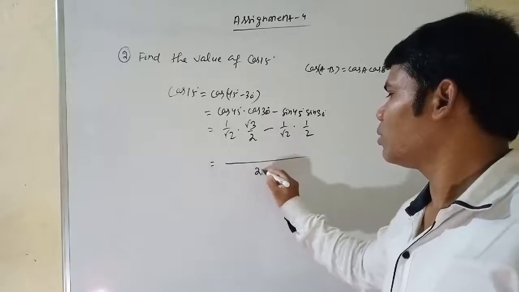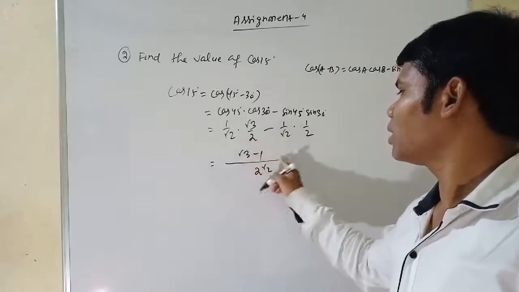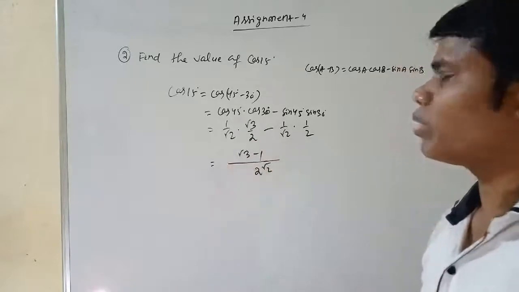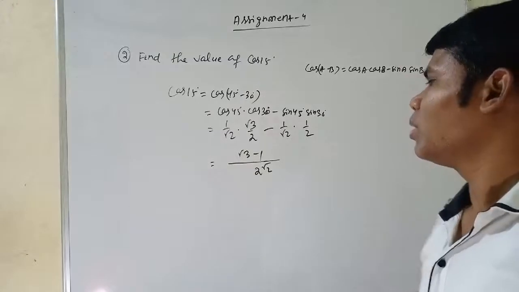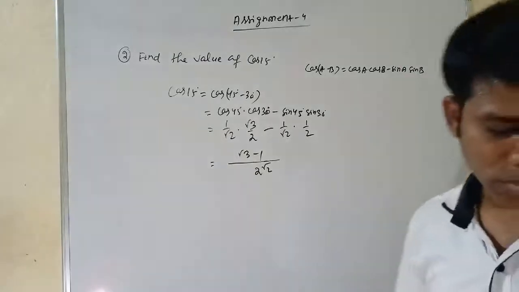Now take LCM 2 root 2. This is root 3 plus 1 by 2 root 2. Therefore cos 15 degree is equal to root 3 plus 1 by 2 root 2. Pause the video, note it down.